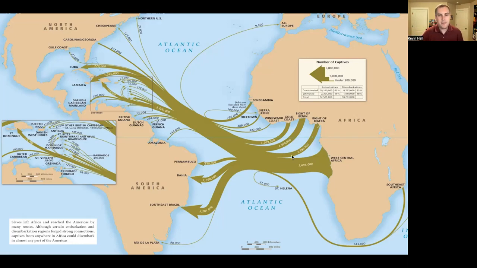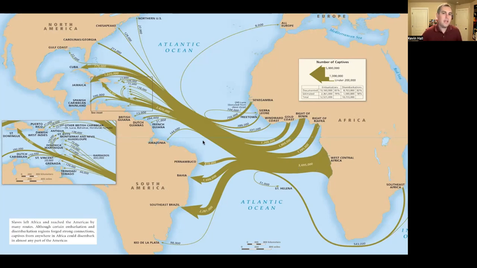And so as we look at it, the thicker the line, right, the thickness of the line represents the number of people. So we can see that about 5.6 million people were taken from West Central Africa, and almost 2 million people were taken from Bight of Benin. About 1.5 million people were taken from other parts of West Africa. So we see that the thickness of the line represents how many people were taken.